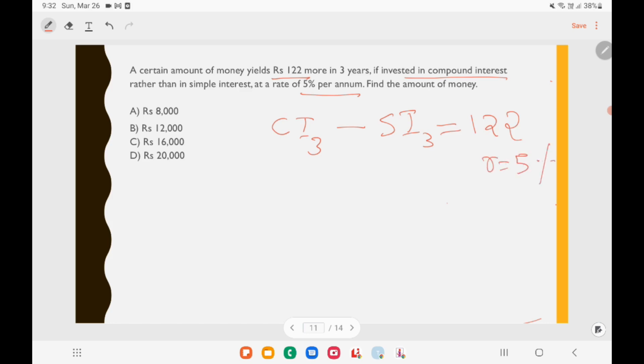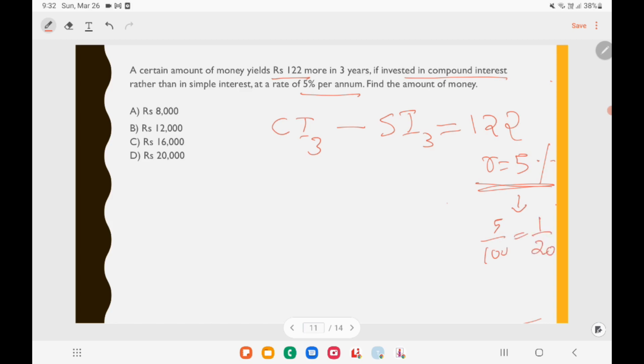Now here you can use the formula for compound interest and the formula for simple interest, substitute and do the equations, then you can calculate it. But it's going to take a lot of time. So I will teach you a very simple method to solve this kind of problems using the Pascal's triangle method. So the rate is here 5%. First write the rate in fractional form, that is 5 by 100, which is equal to 1 by 20.